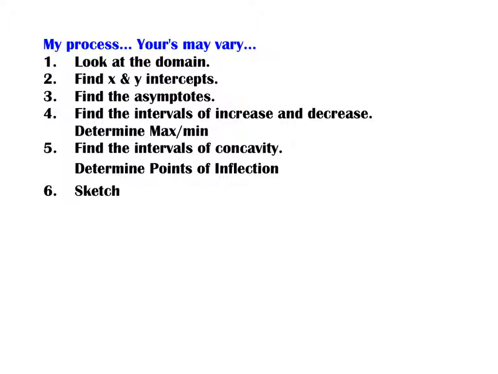So my process for sketching is first I just look at the domain. Sometimes it's not really necessary to formally define what it is, but it gives you a rough idea of what's going on. Then I always find my x and y intercepts, and then I find asymptotes, and then I take the first derivative and find out where it's increasing and decreasing, and then determine any maxes and mins. And then I do the intervals of concavity from the second derivative, determine my points of inflection, and then I take all that information and I group it together and sketch it.